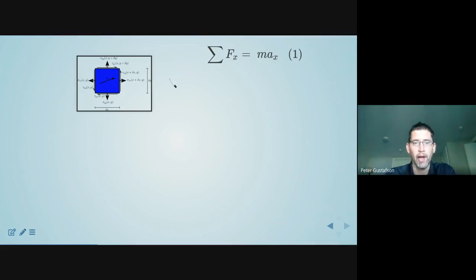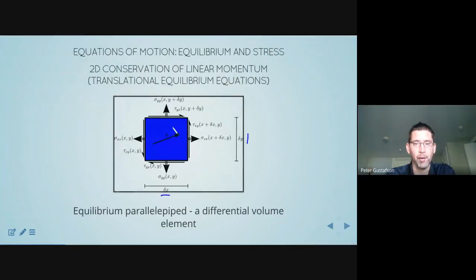And so what I want to do now is identify all the forces that have components in the direction x. I'm going to go back to this slide for a minute, and I'm going to pause, and I'm going to ask for somebody, anybody, give me a set of forces in the direction x based on the stresses that are present here.